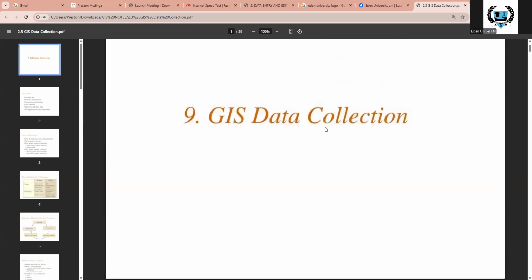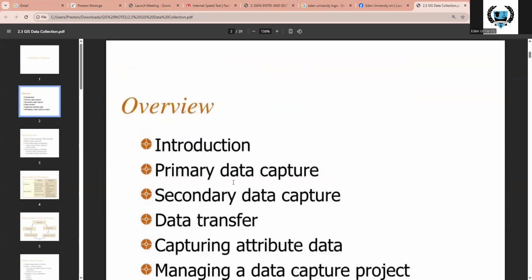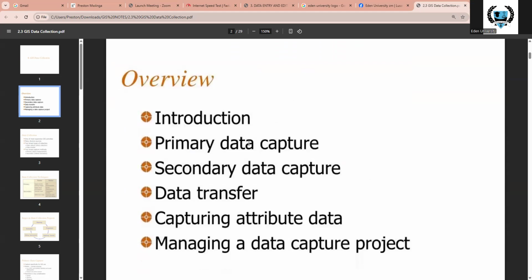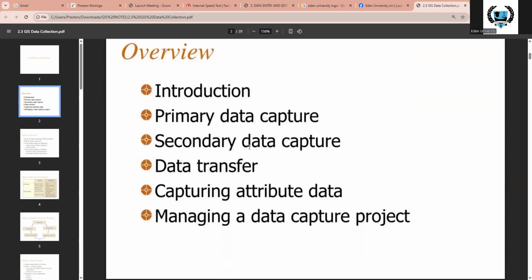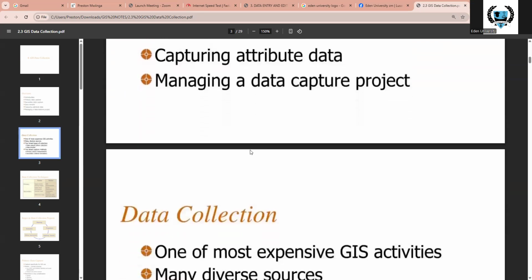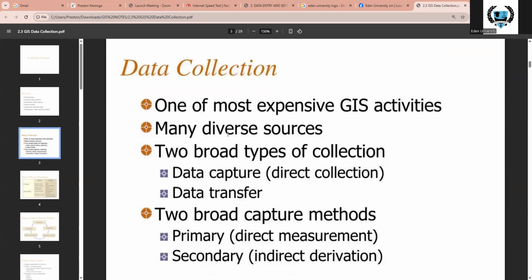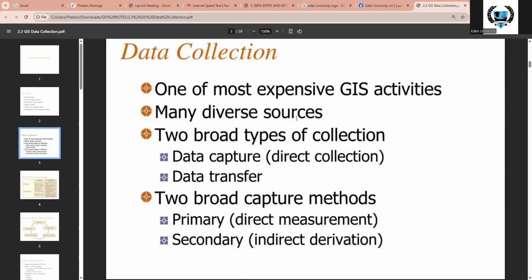We're going to be looking at GIS data collection. Okay, so this is the overview. We have the introduction, primary data capture, secondary data capture, data transfer, capturing attribute data, managing data in the data capture project. Data collection is one of the most expensive GIS activities, with many database sources.